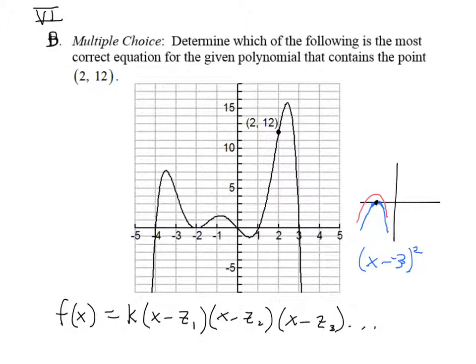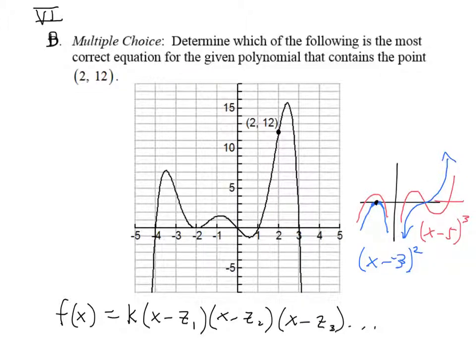You can also, of course, have a triple zero if you have a situation where three zeros come together. It would look something like what happens with the cubic function, where all three of these zeros come together and it only crosses the x-axis at one place. So that factor would maybe look like, say, x minus 5 cubed, something like that. So be careful about that.